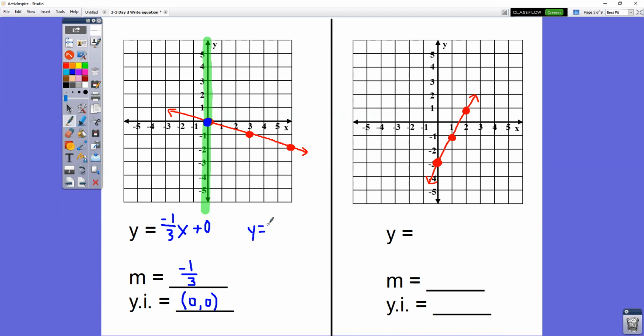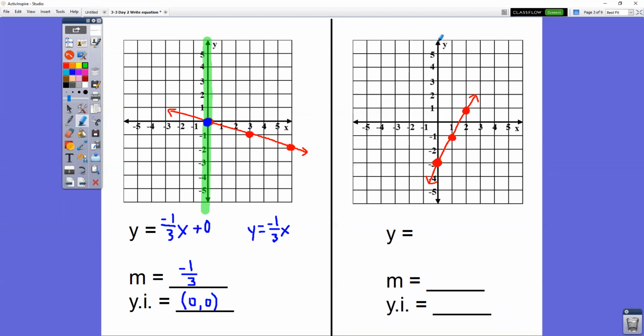But we could also have just y equals negative 1/3 x with nothing after it. Because remember from the previous days, if there's nothing after that x, that's really a 0. So that's really a plus 0 there. Either of these two answers would be perfectly fine. Let's take a look at the next one.